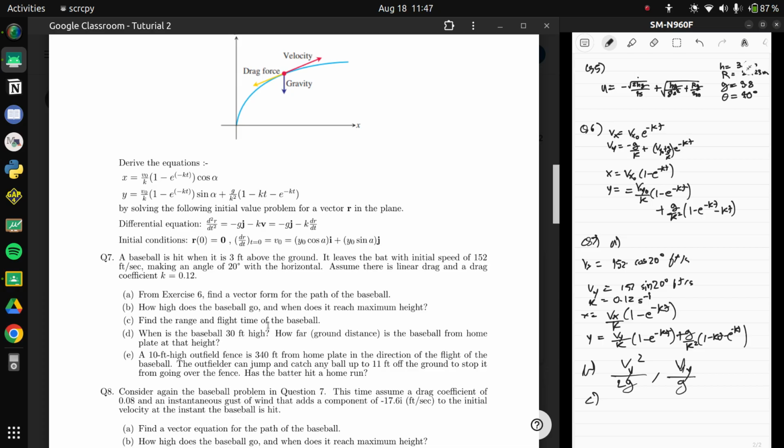C is find the range and flight time of the baseball. The flight time is pretty easy, just 2 vy upon g, and the range would be the usual thing, 2 vy vx upon g. Okay. When is the baseball 30 feet high? Or you could be doing it slightly differently, like 152 sine of 40 degrees, all that stuff, 152 squared.